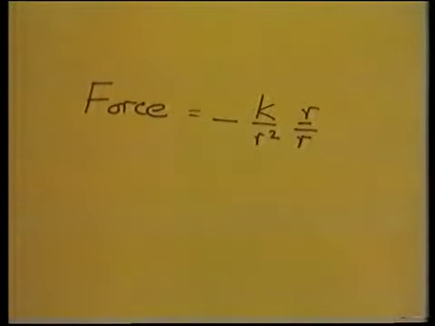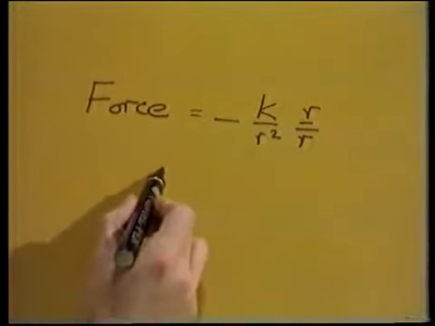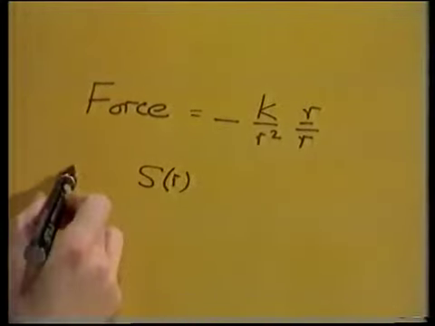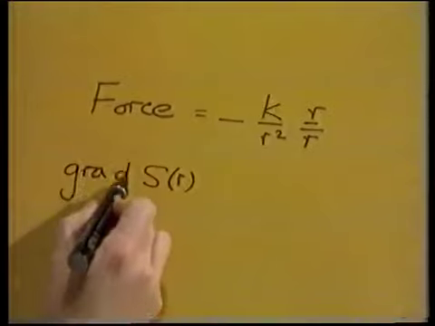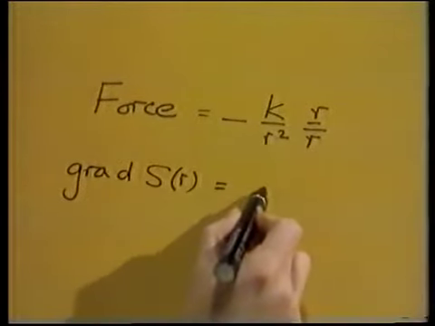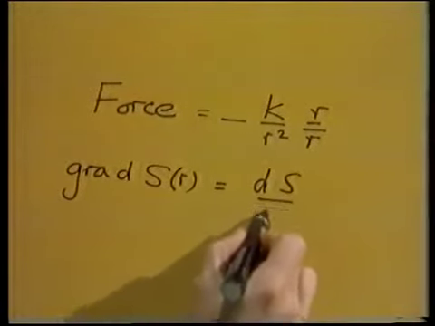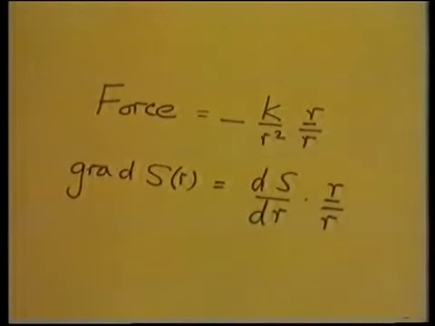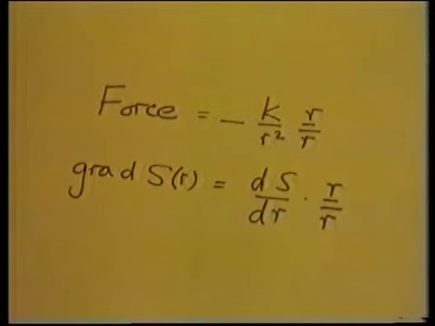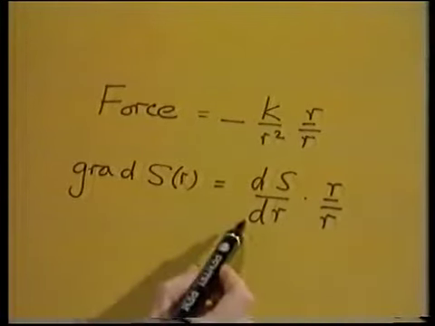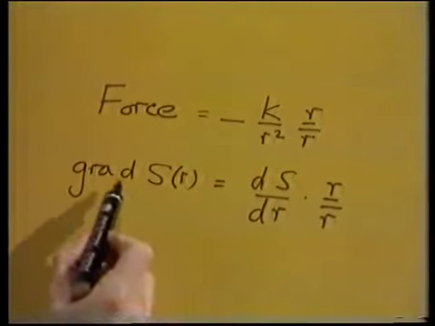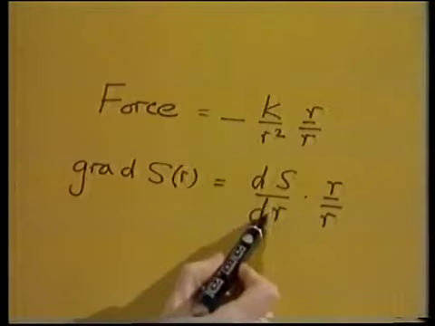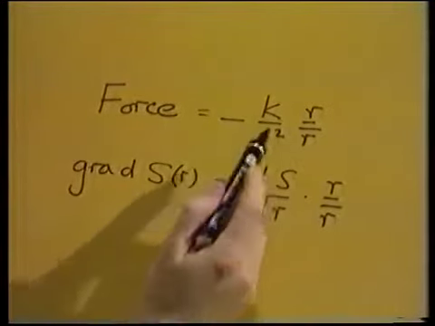So that's the force. Now, if we have got a scalar field, which I'll call S of r, and we take the gradient of it, then that's equal to ds dr times the unit vector in the radial direction. Well, by comparing these two, we want our vector field to be the gradient of the scalar field, so you can see that ds dr must be equal to minus k over r squared.